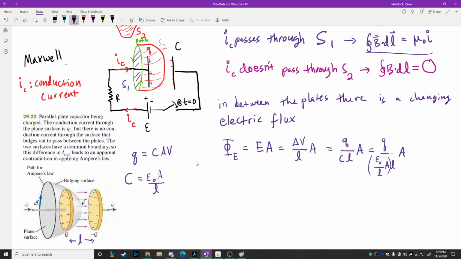The L's cancel, the A's cancel, and we end up just getting that the flux, this is something that's probably familiar, ends up being equal to Q divided by epsilon naught. This actually is like Gauss's law basically, right? It looks like Gauss's law at least. So then what we can do now is multiply this to the left-hand side: if I take epsilon naught and multiply by the electric flux, that gives me the charge.